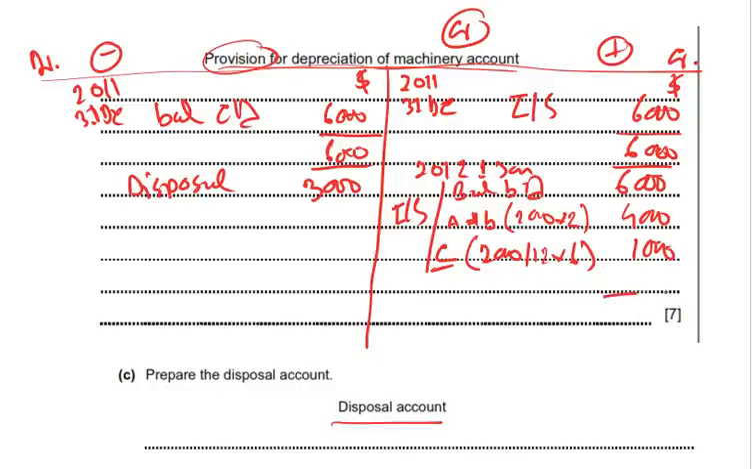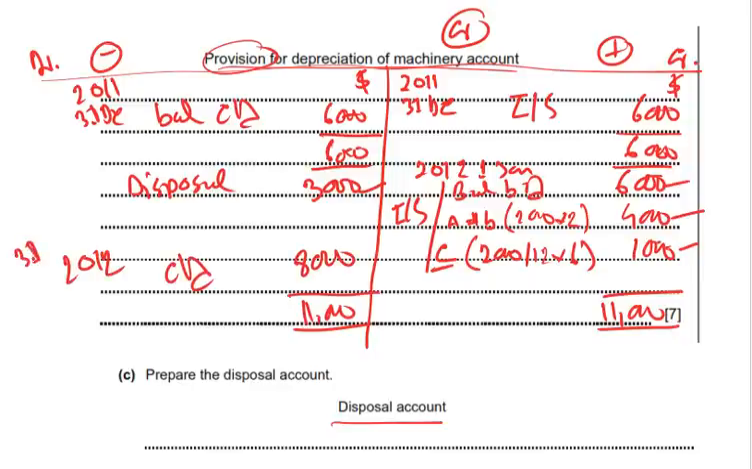Then you have to do the balance CD and BD. That's why this question was slightly challenging. If you add this 6, 4, 10 plus 1, 11,000 is the bigger side. You write it on both sides. Take away this 3,000. You're left with 8,000. That should be your balance CD for 2012, 31st December, which becomes your balance BD for 2013, 1st of January, 8,000. That was your provision for depreciation account.